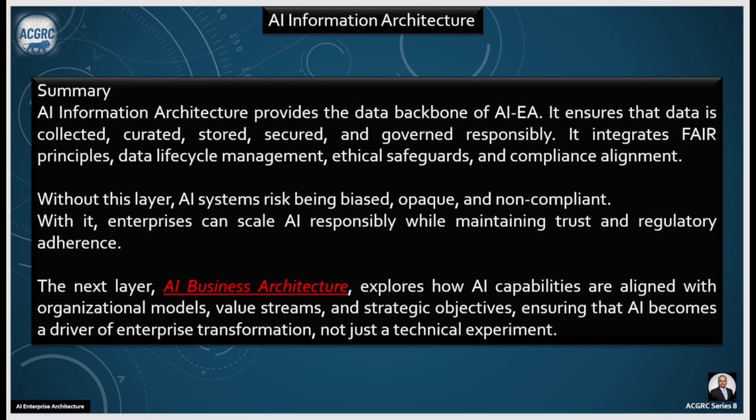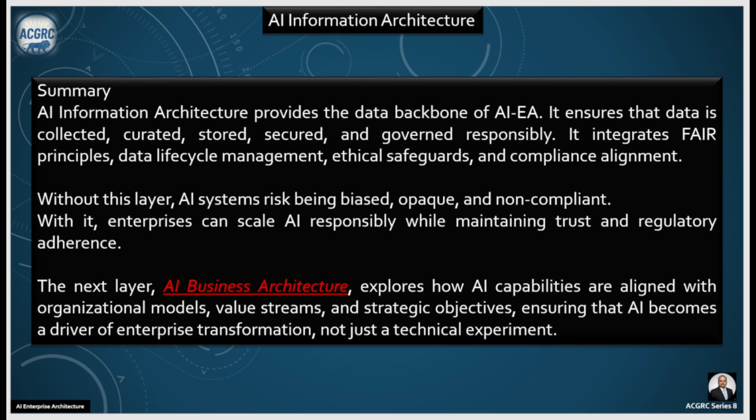In summary, AI information architecture provides the data backbone of AI enterprise architecture. It ensures that the data is collected, curated, stored, secured, and governed responsibly. It integrates FAIR principles, data lifecycle management, ethical safeguards, and compliance alignment. Without this layer, AI systems risk being biased, opaque, and non-compliant. With this layer in place, enterprises can scale AI responsibly while maintaining trust and regulatory adherence.